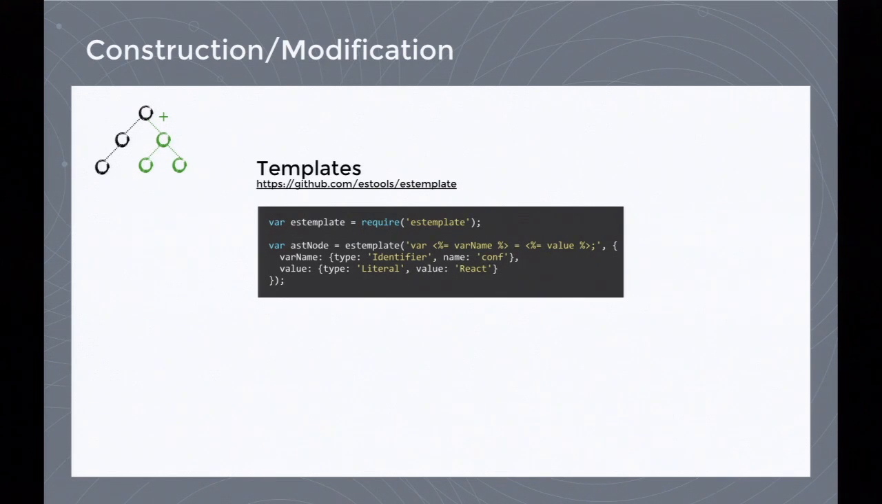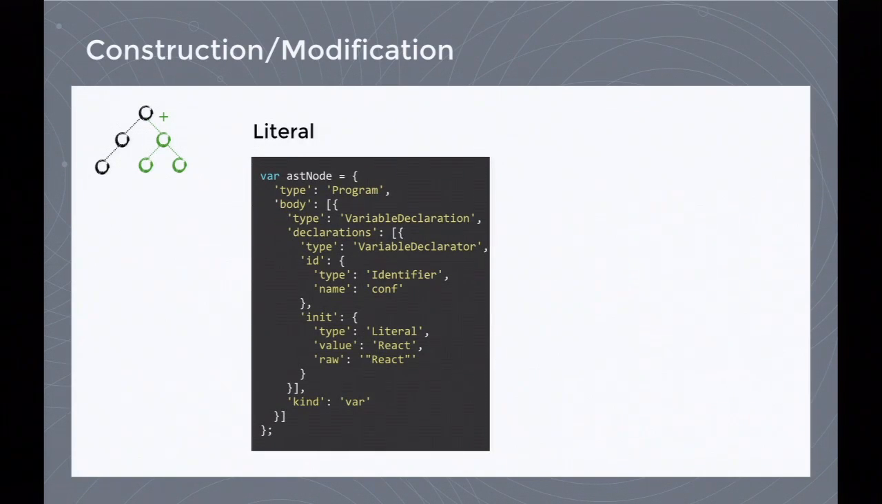And finally, we could just use object literals. These ASTs are just JavaScript objects, so there's nothing exotic about them. We can build up a literal and add that at any point in the AST.